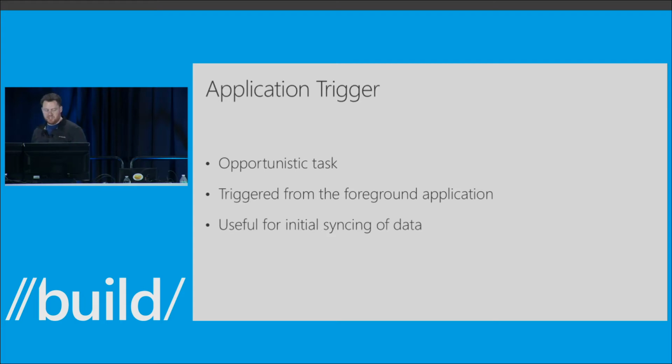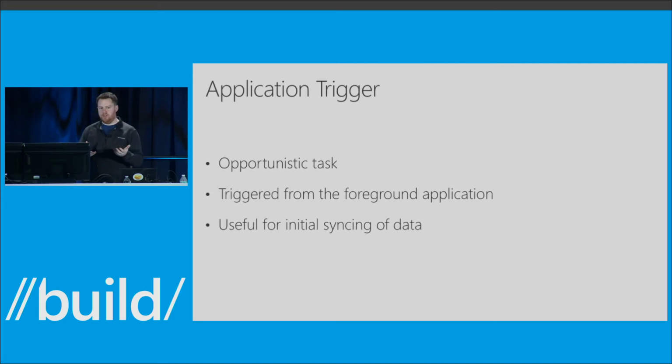So one is the application trigger. And why do we call this the application trigger? It's because it's triggered by your application. So we're being a little bit clever with the name. Basically, what happens in this case, instead of waiting for a timer to go off or for Wi-Fi to become available or whatever, you actually explicitly fire it from your application.